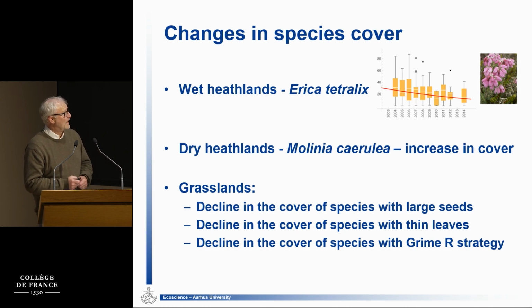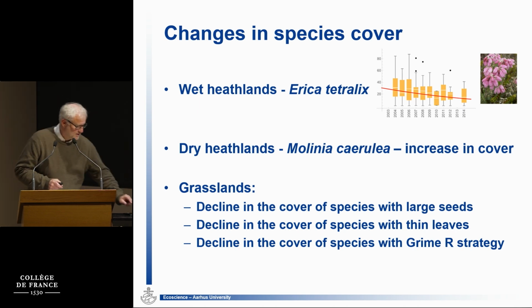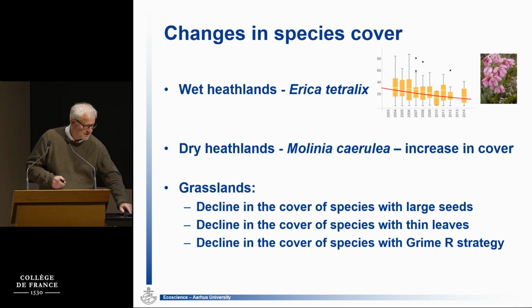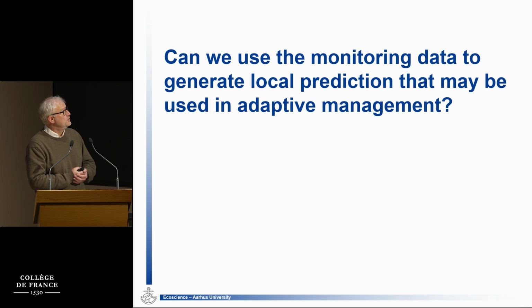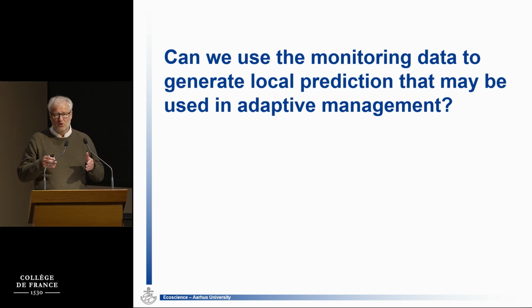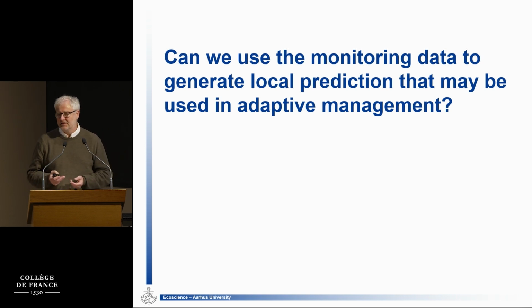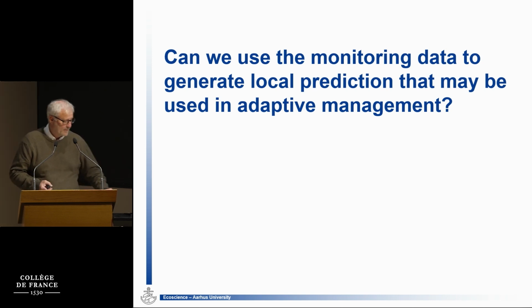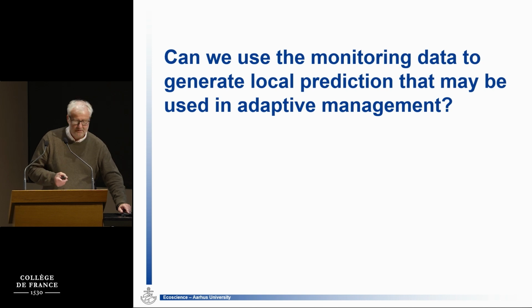I would like to focus on one aspect of the data, which I think is interesting: whether we can use these monitoring data at a national level to generate local predictions that may be used in adaptive management, so at a local site. So can we use all this information that we are collecting in these monitoring programs to actually inform people at the local site how to do management? And the answer is yes.